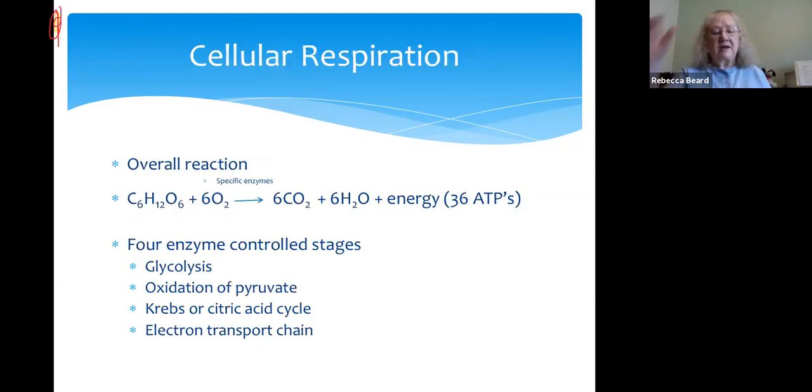Okay, now is the time to talk about cellular respiration. Now that we've got that oxygen in our system, what is our body going to do with all of this oxygen?